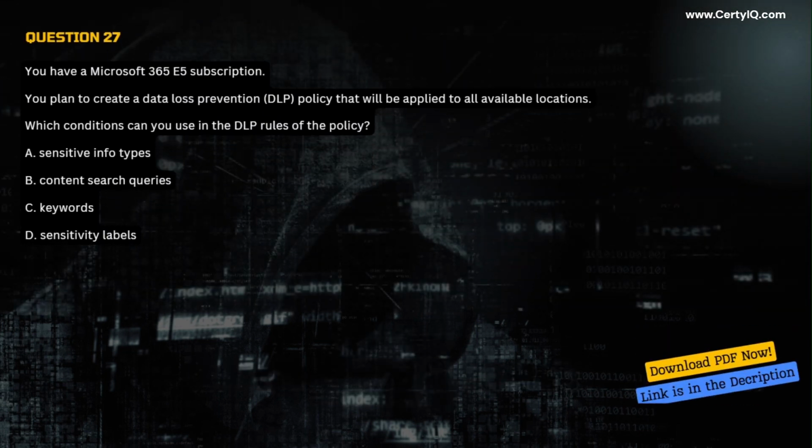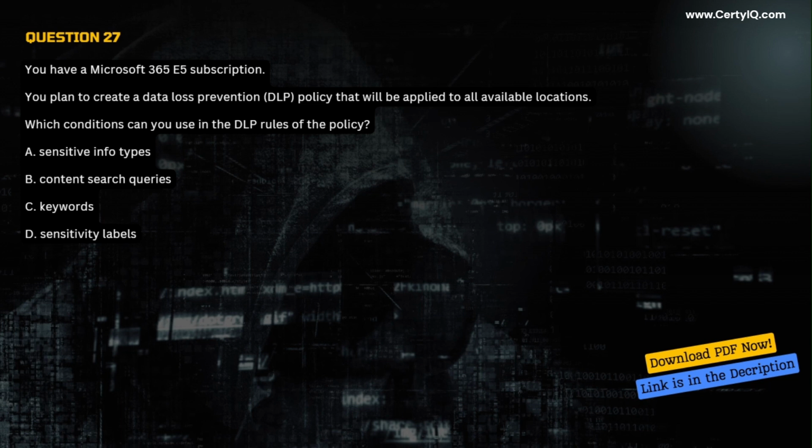Question 27. You have a Microsoft 365 E5 subscription. You plan to create a data loss prevention (DLP) policy that will be applied to all available locations. Which conditions can you use in the DLP rules of the policy?